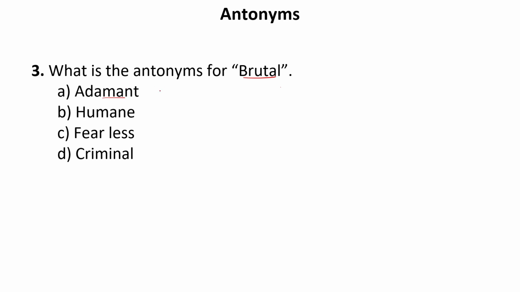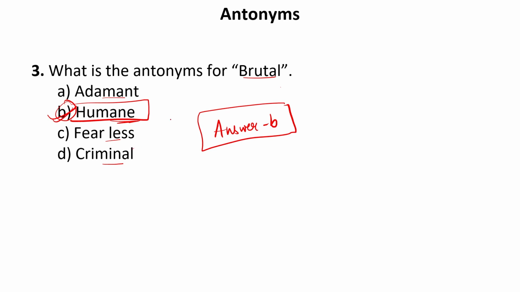Adamant. Adamant refers to when something is fixed, like a mountain, when someone is determined. Humane, it means when someone is kind. Fearless, when a person is not afraid of anything. Criminal, one who performs crimes. So the correct answer will be B, that is humane. In fact, the word brutal can be a synonym of criminal, but its antonym or opposite is humane. So the correct answer is B.